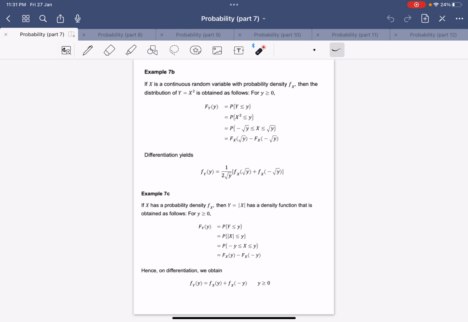Example 7c illustrates now the case where we have an absolute value function instead of a squared function, but the idea is the same, and as a result you'll get the following conclusion.